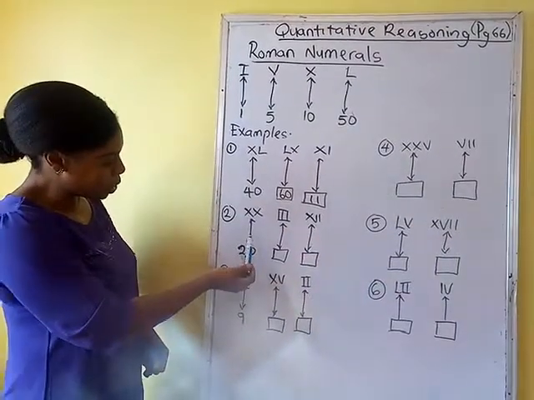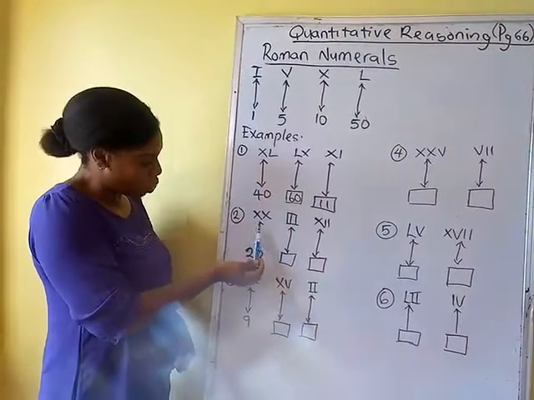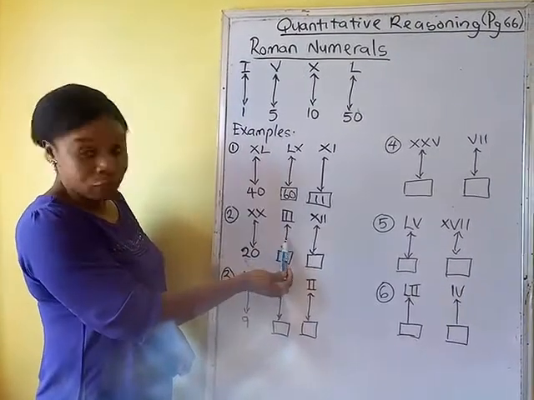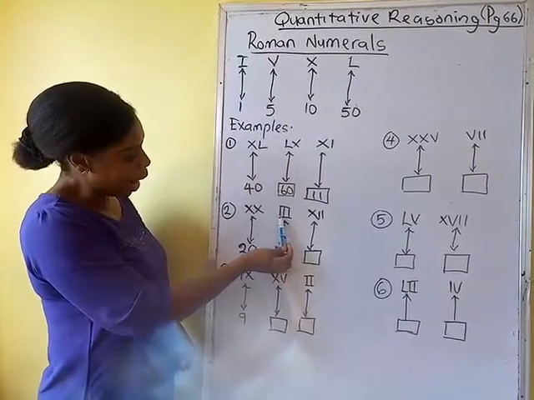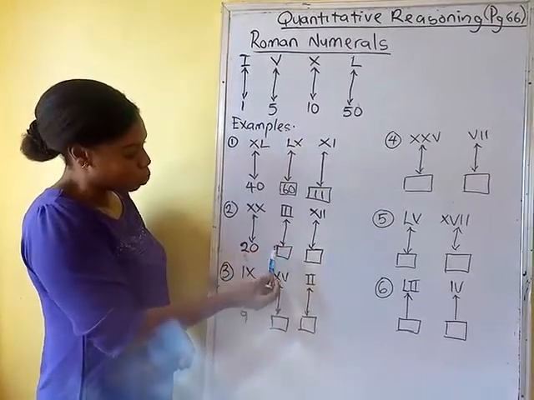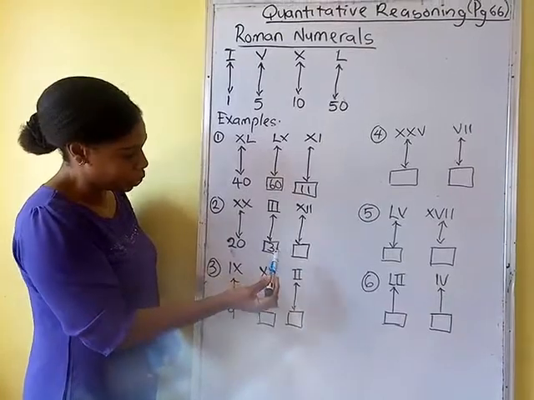Now let's come to this. An example is already given to us. XX, which gives you 20. And we have a number represented here. I. What is I? I is 1. When you have 3 of them, what would that be? It will give you 3.